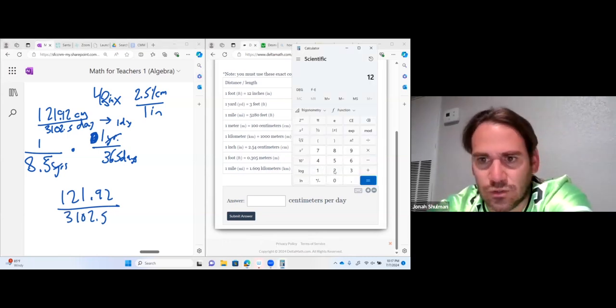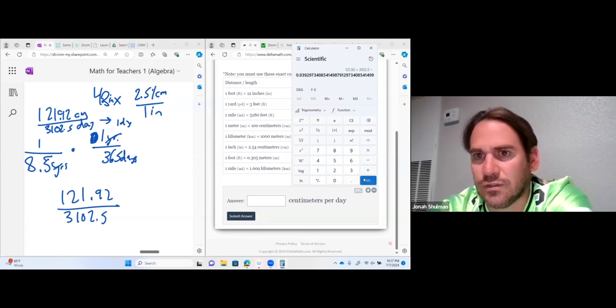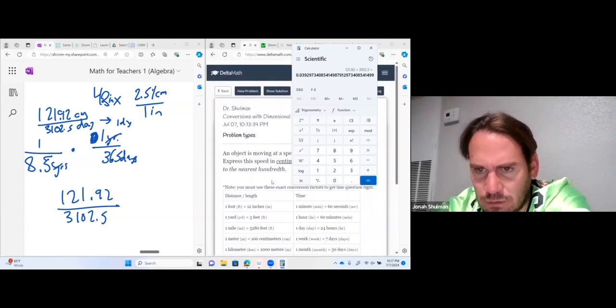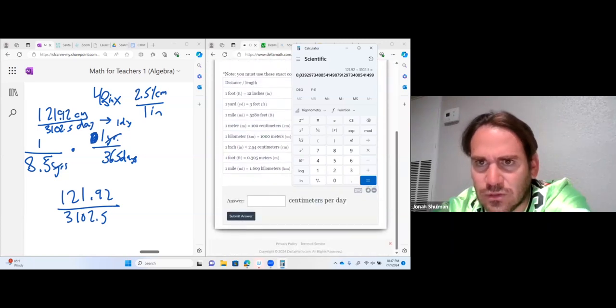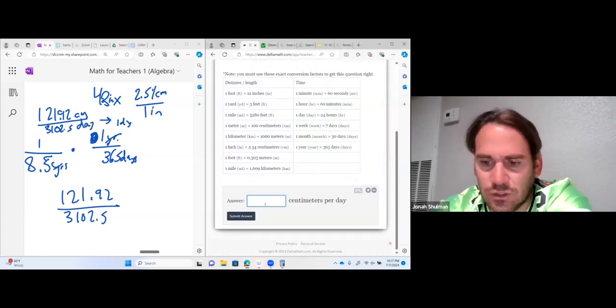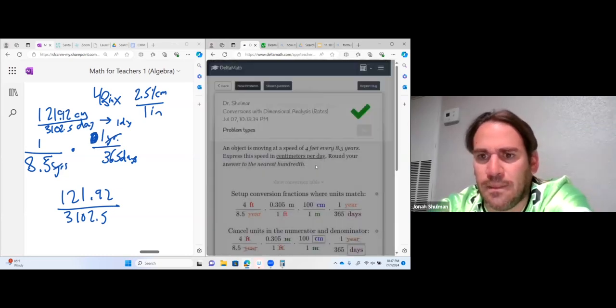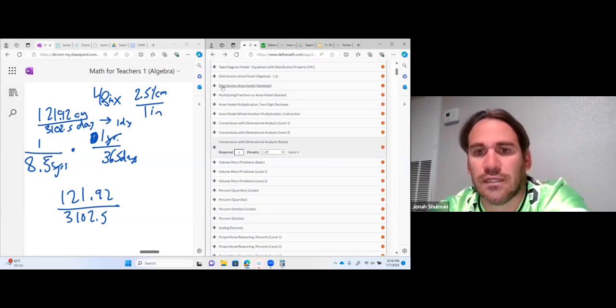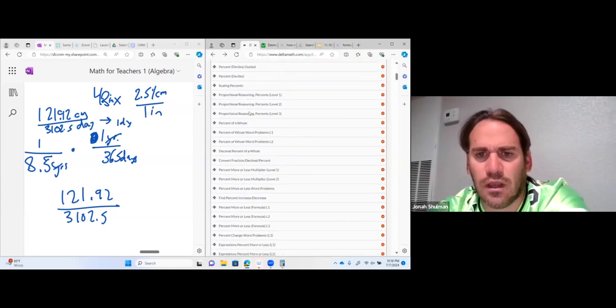So 121.92 divided by 3102.5. Our final answer is, what do they want this in? To the nearest hundredth. So that's 0.04 centimeters per day. And we got it right. Ta-da. Nice and easy.